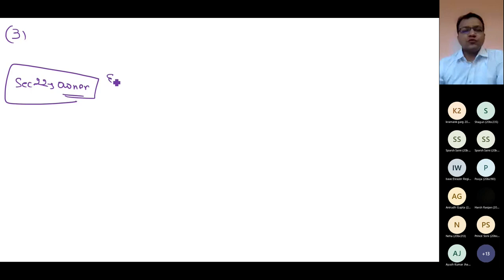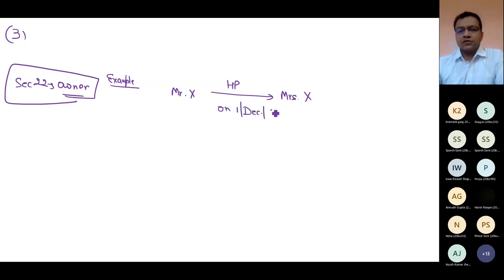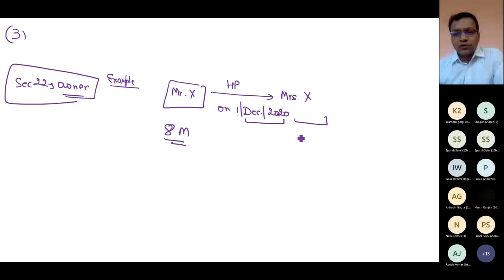Now I want to give you an example. You tell me one thing. Mr. X transferred a property to his wife, Mrs. X, on 1st December 2020. So Mr. X was the owner for how many months? 8 months. And Mrs. X is the owner for how many months? 4 months. Rental income is 50,000 per month.